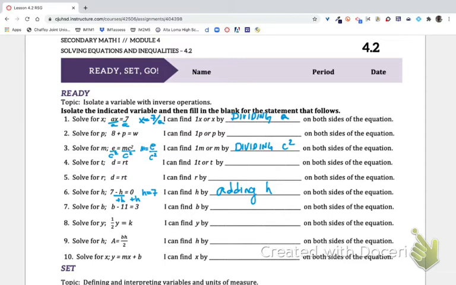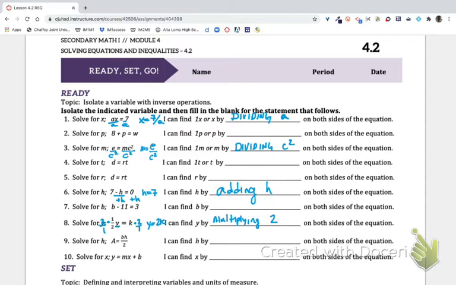For number 8, 1/2 y equals k. Well, I need to isolate the y so I can do the inverse. So right now it's 1 over 2. So I can multiply both sides by 2 over 1, and I would end up with y equals 2k. Okay, so multiplying by 2 or 2 over 1.